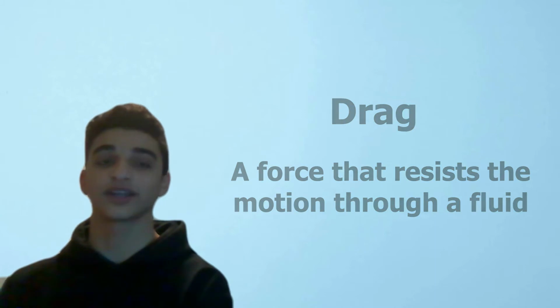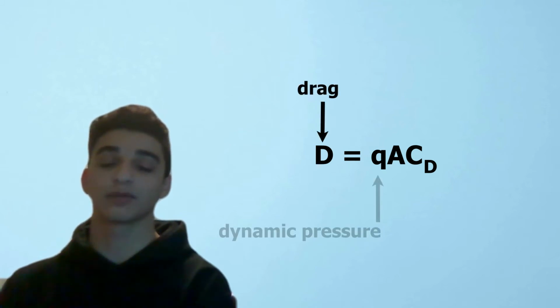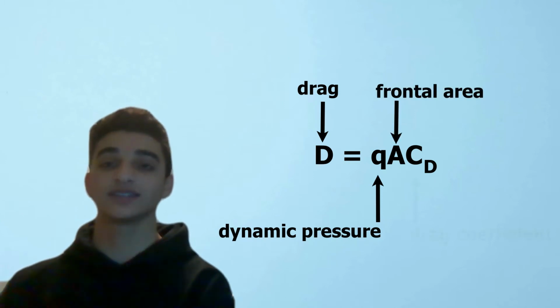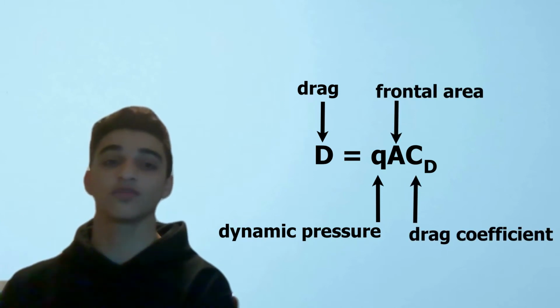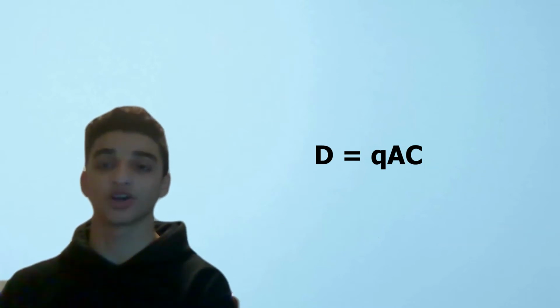The formula for drag is very simple. D equals Q times A times C subscript D, where D equals drag, Q is our dynamic pressure from before, A is the frontal area of the object, and C subscript D is the drag coefficient for that shape. A drag force is inevitable on any moving object. We know this because looking at the equation, none of the variables can equal 0.